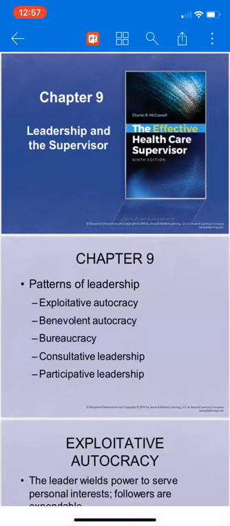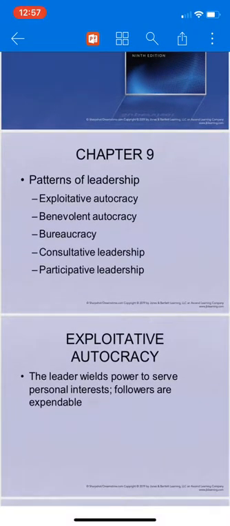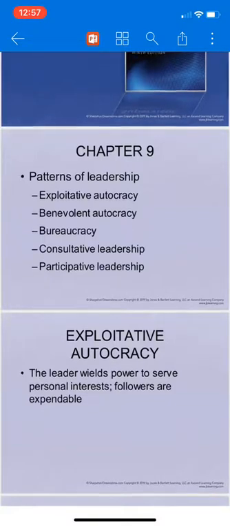So the text, we're actually going to start on page 153, talking about the patterns of leadership. And we have 5 listed here in our PowerPoint. We have exploitative autocracy, benevolent autocracy, bureaucracy, consultative leadership, and participative leadership. So let's kind of discuss each one of these in a little more detail.